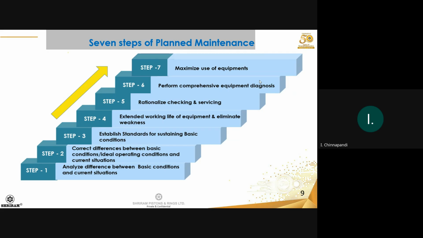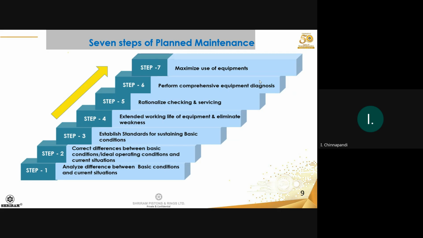Then the fourth is extend working life of equipment and eliminate weakness. Now, what does it mean? Extending working life of equipment means, for example, if a spindle has been working for 10 years, what do we have to do after 10 years? Whether we replace the spindle or rectify the spindle so that it can work another 10 years. And if we find any weakness in any part, we have to replace it. That is the fourth step.